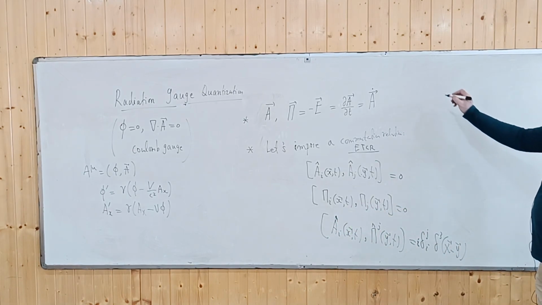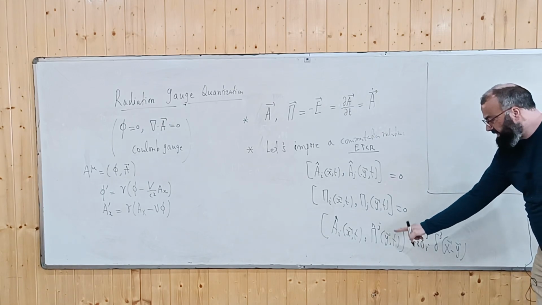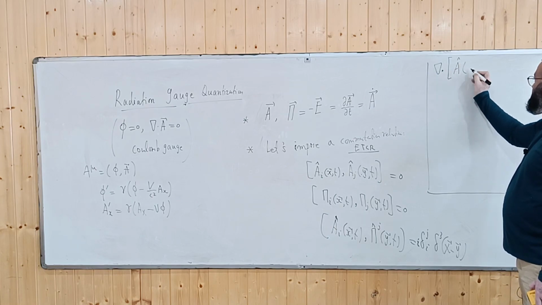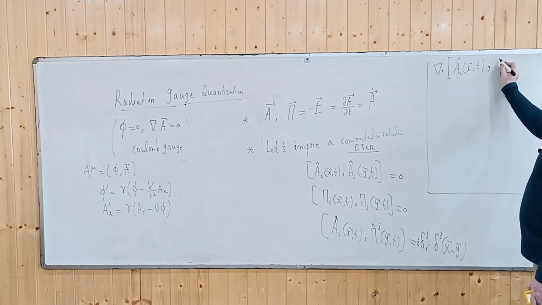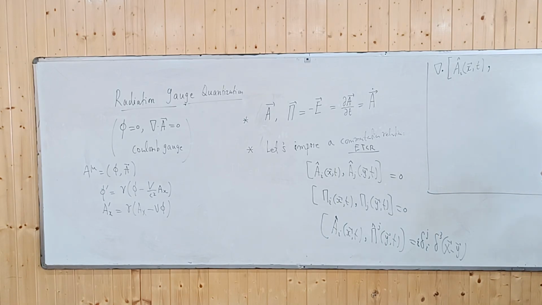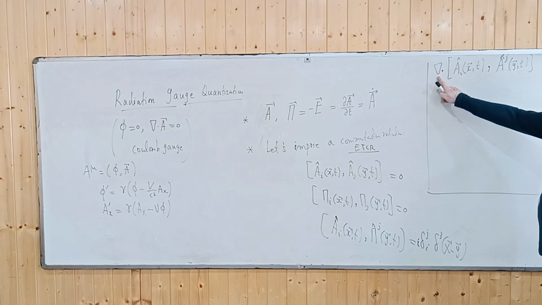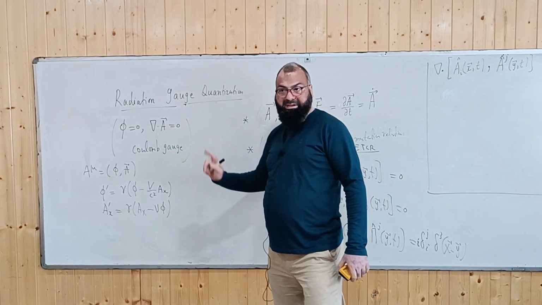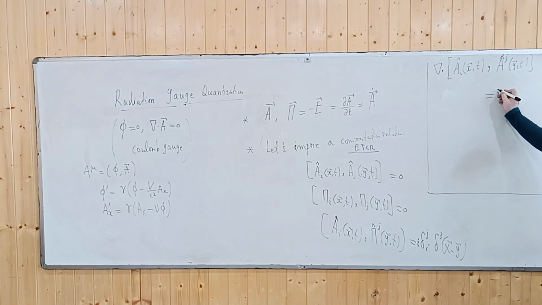Let's look at this very thing. Let's take the divergence on this thing. So the divergence of the commutation, this A of x, t, then you are having this pi. What is pi? Pi is A dot. So let me write it as A dot j of y, t. I will take this divergence as the differentiation with respect to x. So it will be the differentiation with respect to what on which it will depend. So that's equal to i delta ij, divergence of this delta 3 of x minus y.